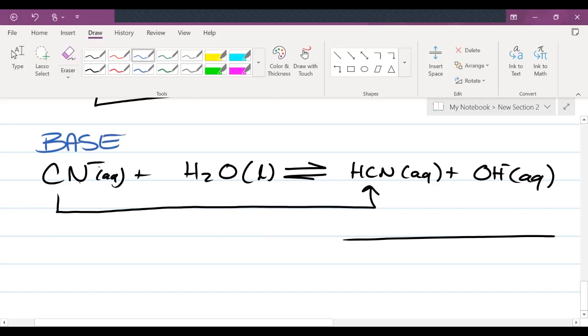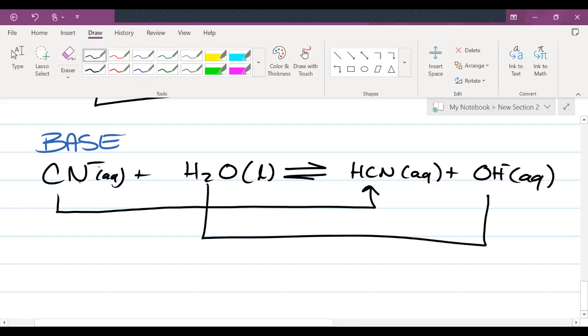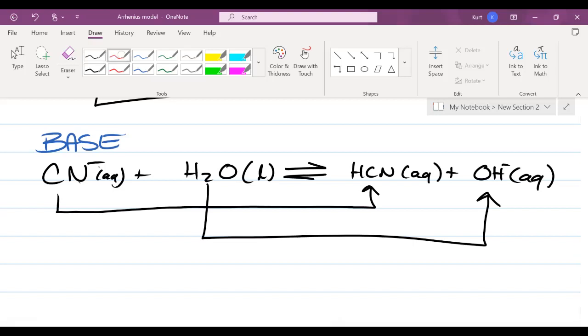Max, what does it appear that H2O became on the product side? OH. That is correct. Max, what is the difference between H2O and OH? There's one more H in H2O. Okay, so when you go from H2O to OH, was a hydrogen added or was a hydrogen lost? Hydrogen is lost. What do we call something that loses a hydrogen? An acid. That is correct.